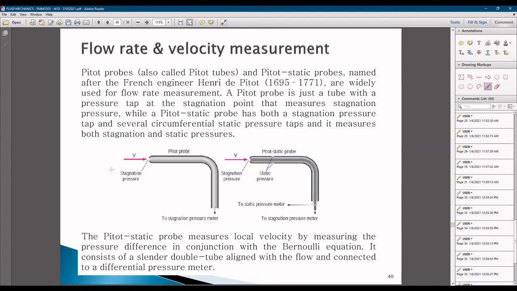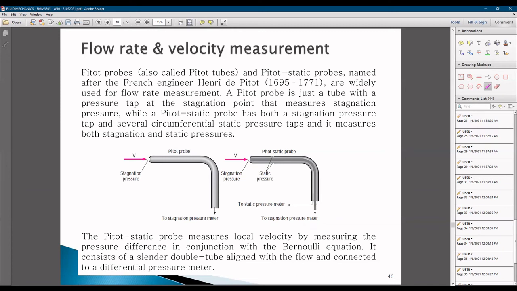Okay, previously I think I have talked about the pitot probes, also called the pitot tubes, and pitot-static probes, named after the French engineer Henri de Pitot. It is widely used for flow rate measurement. A pitot probe is just a tube with a pressure tap at the stagnation point. Okay, this one.